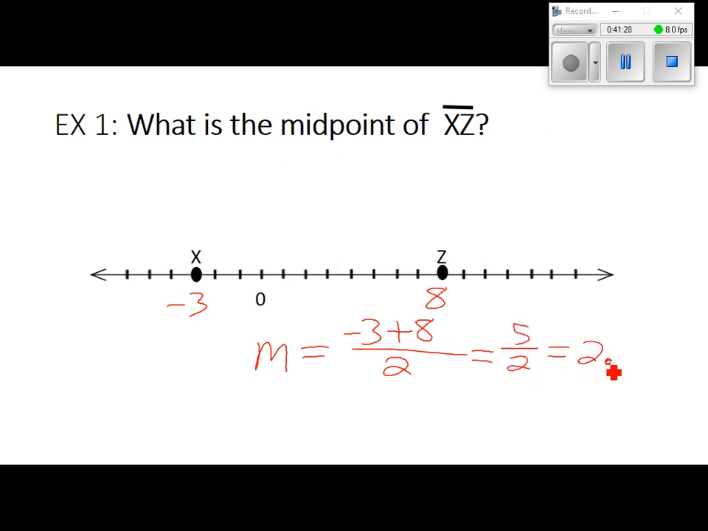And then 5 divided by 2 is 2.5. What's the coordinate of point M then? 2.5. Let's see. Where's 2.5 on our number line? Right 2 and a half. Does that look like it's right in the middle? Yeah. So that's the coordinate. That's where that midpoint would fall.